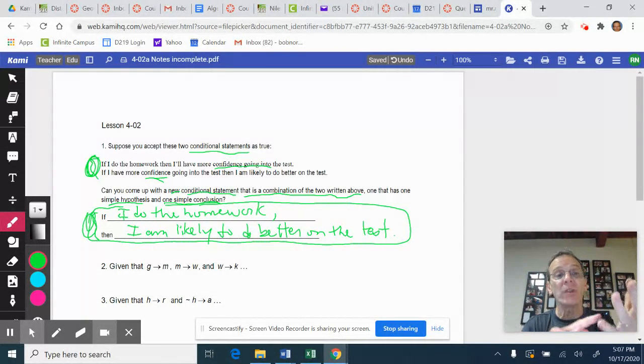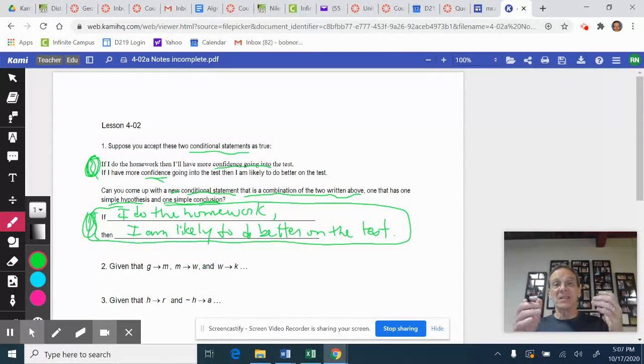I mean, if it's true that if I do the homework, I'm going to have more confidence, guaranteed. I mean, let's just not allow any ifs, ands, or buts about that. If I do the homework, guaranteed I'm going to have confidence. And if I have more confidence, guaranteed I'm likely to do better. Then you can throw out the confidence part and say, if I do the homework, ultimately, the ultimate conclusion of that is that I'm likely to do better on the test. Right?